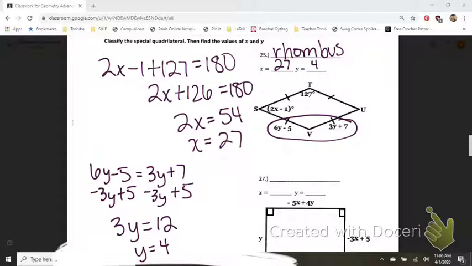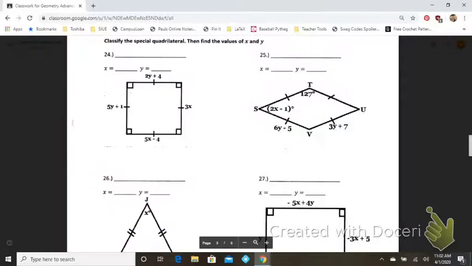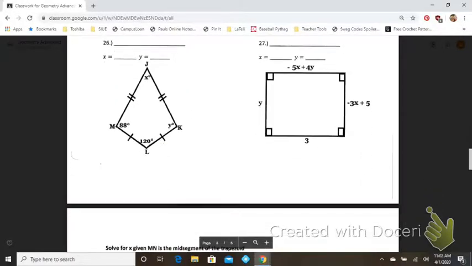Okay, if you've got questions, concerns about 25, write them down, send me an email, a comment, something. I'm going to scroll down to 26 and 27.